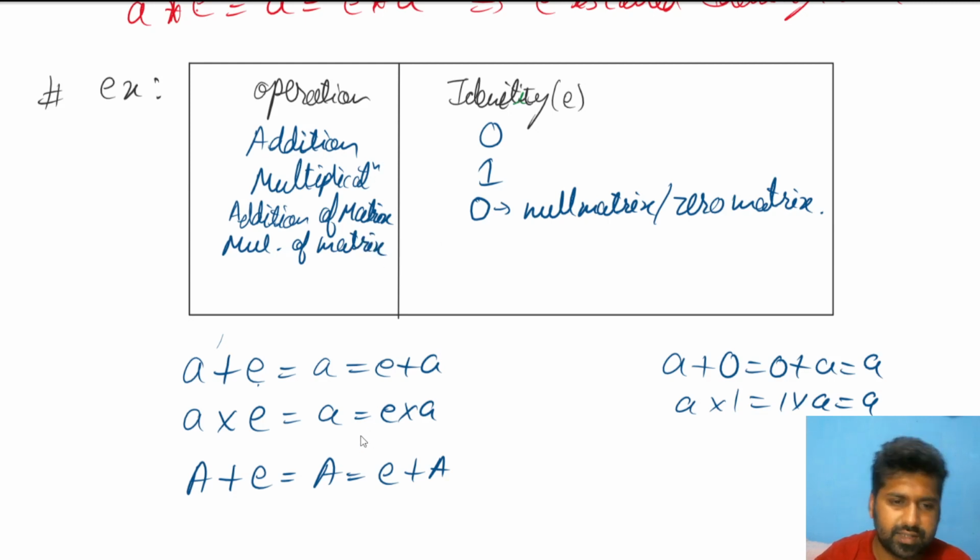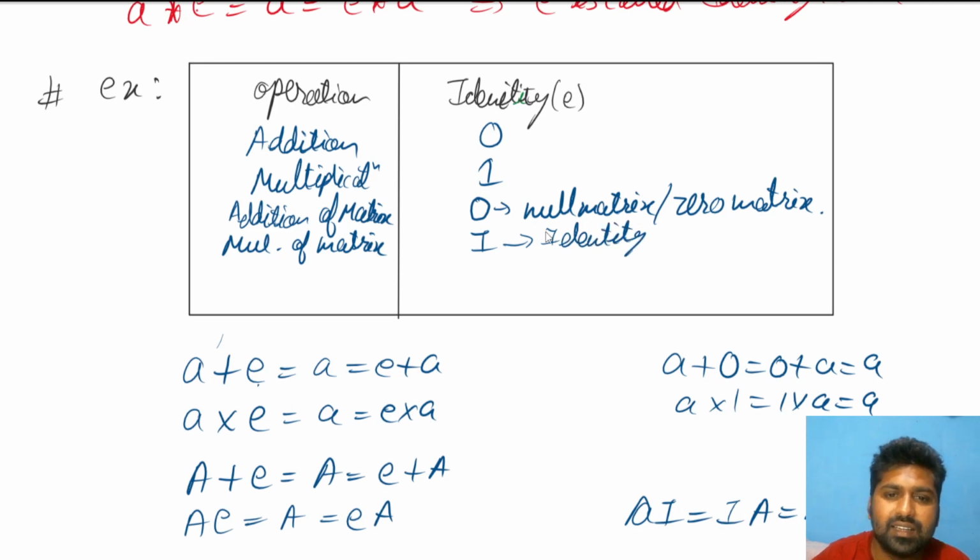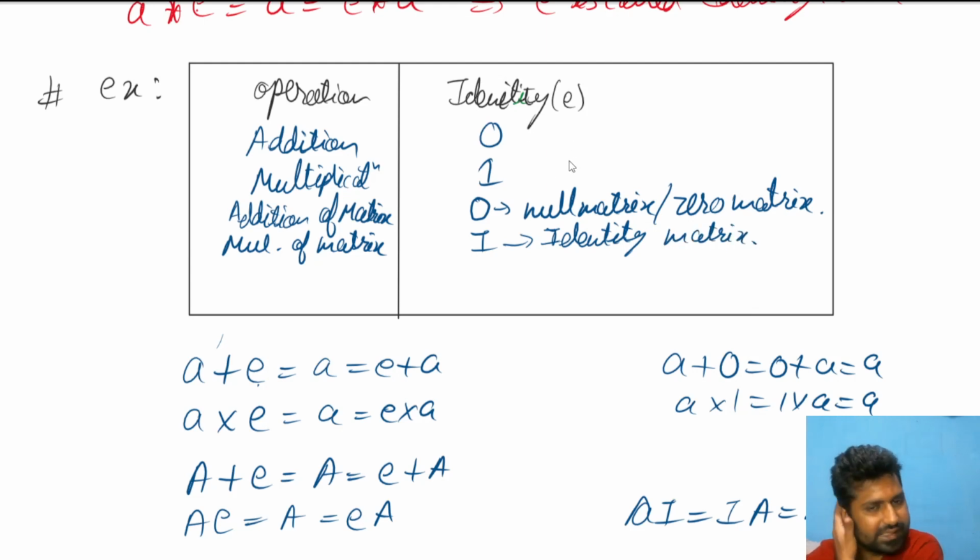So for multiplication of matrix, try to think. Multiplication is like A into some E matrix should be A, and it should be E into A matrix. What is that? Identity matrix, because A into identity matrix is identity matrix into A is equal to A. So now you can understand why the name identity matrix is there. Okay, where we got that name, it's an identity E.